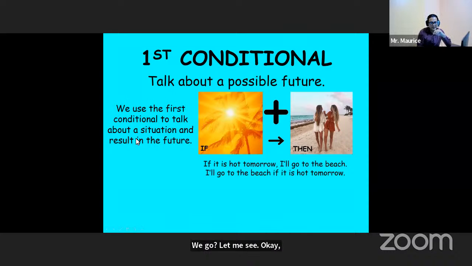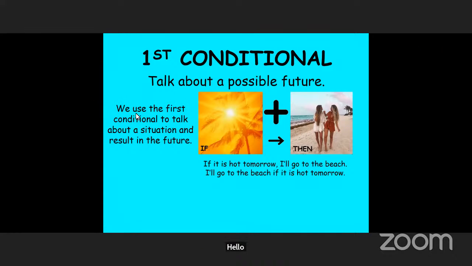Natalia, could you please read this for me again? Tell about a possible future. We use the first conditional to tell about a situation and result in the future.